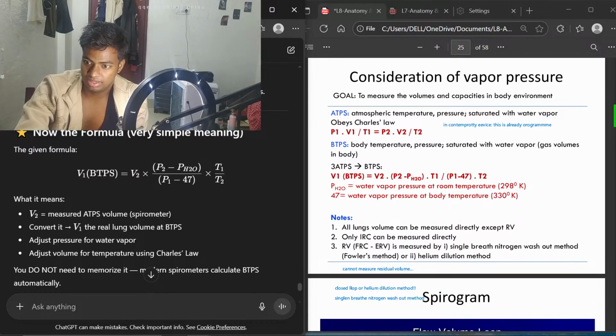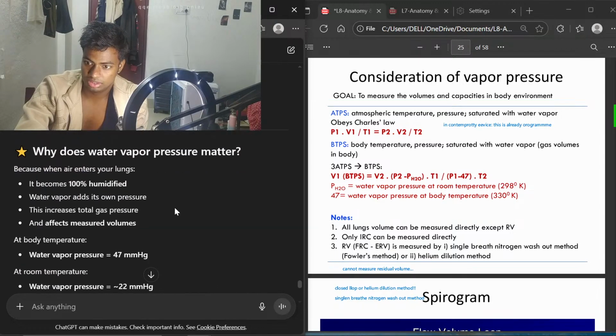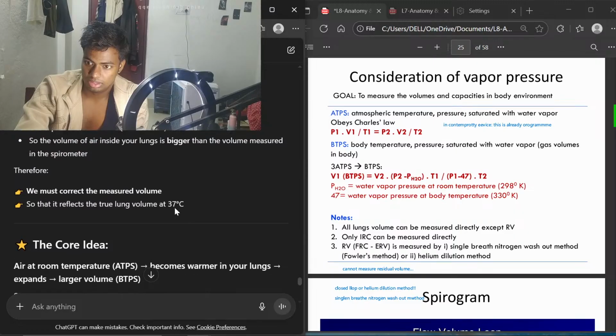P1 BTPS is the body temperature pressure. Body temperature pressure. Okay. Why did they minus the PS2? Why did they?